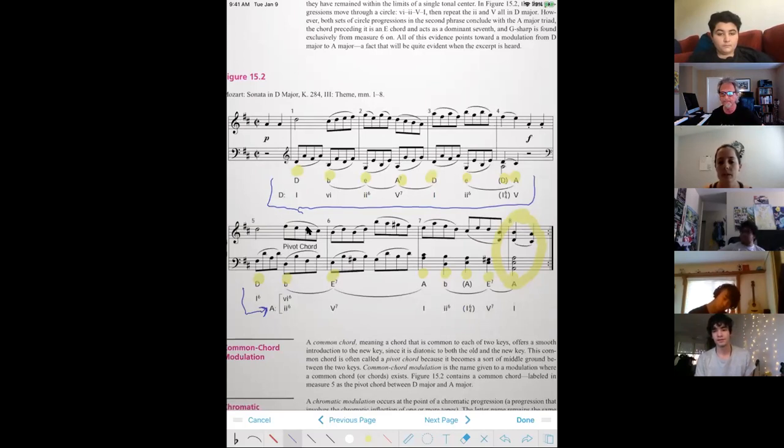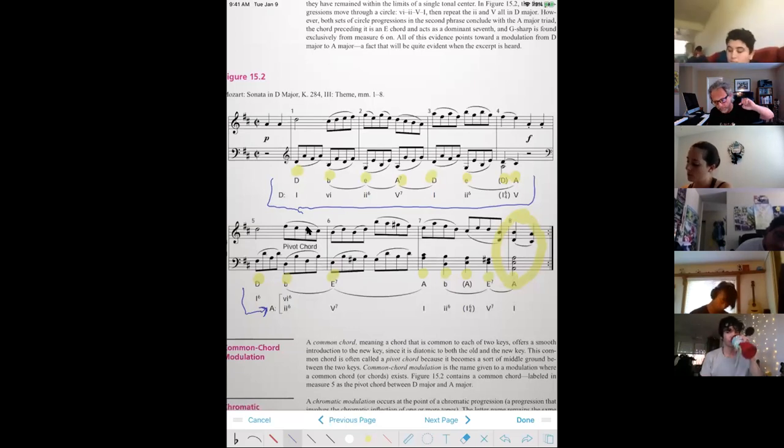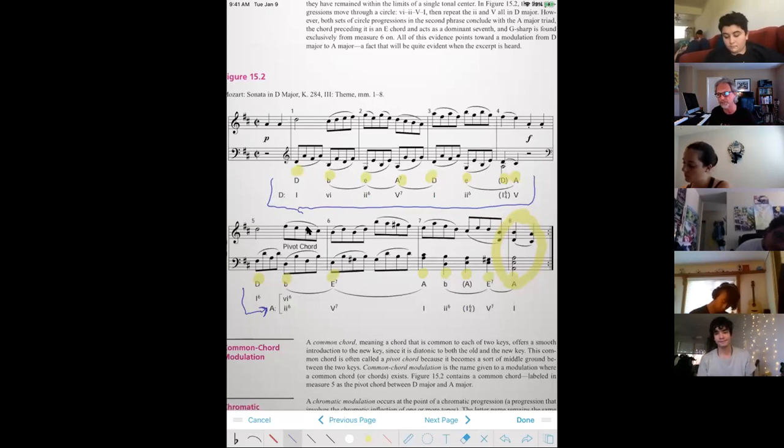Fred, could you repeat the definition of a pivot chord again? Yes, a pivot chord is a chord that is common to both keys. It's a chord, and it also needs to be related to both keys, and it comes right before the actual modulation takes place.